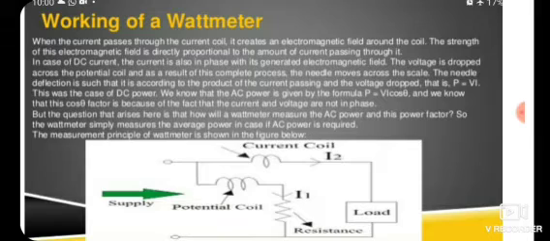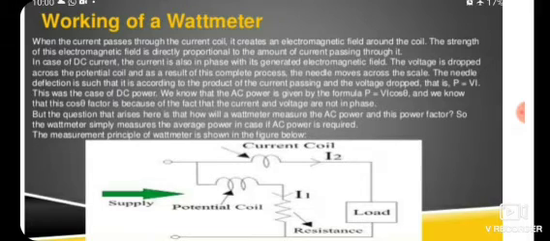We know that AC power is given by the formula P equal to VI cos theta, where cos theta is the power factor, because the current and voltage are not in phase. But the question that arises here is how will a wattmeter measure the AC power and this power factor? So the wattmeter simply measures the average power in case AC power is required.